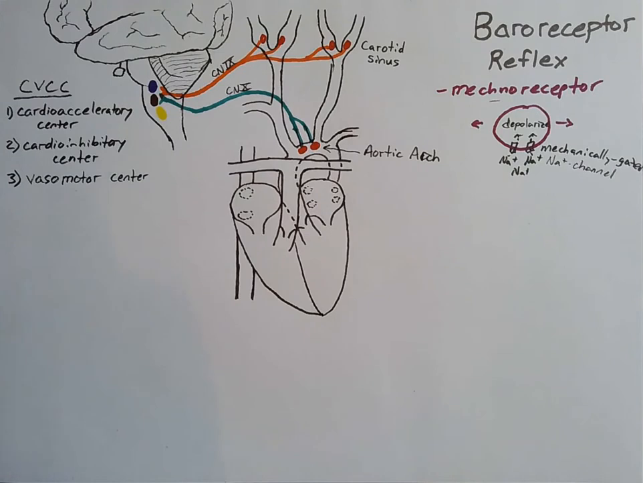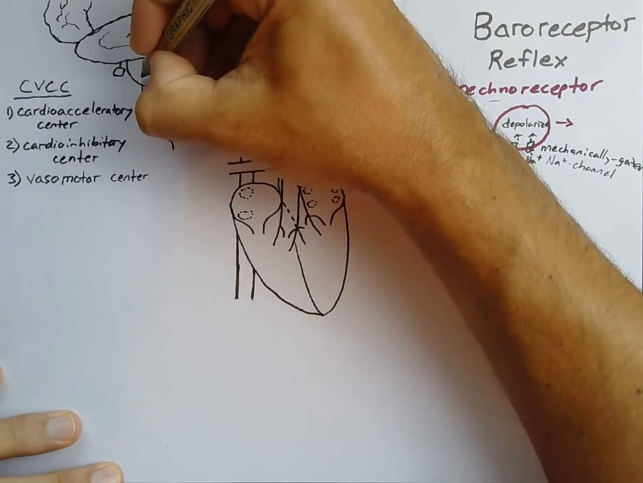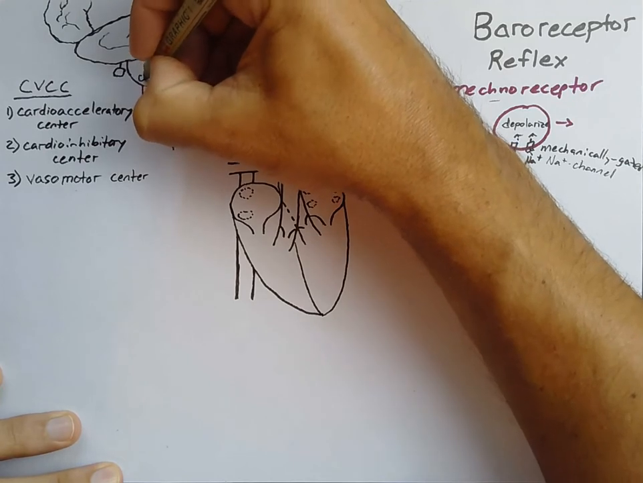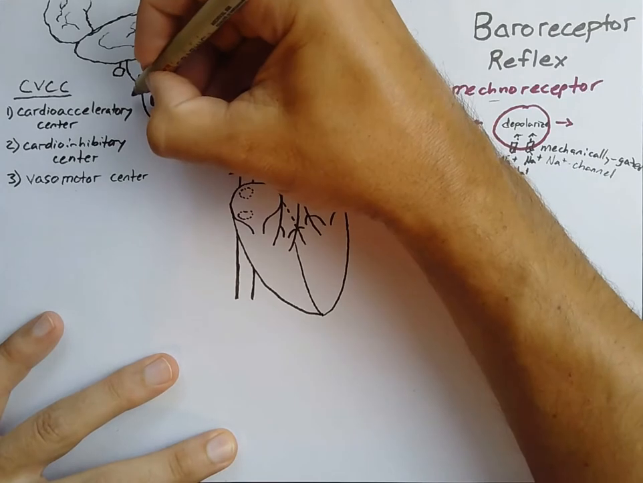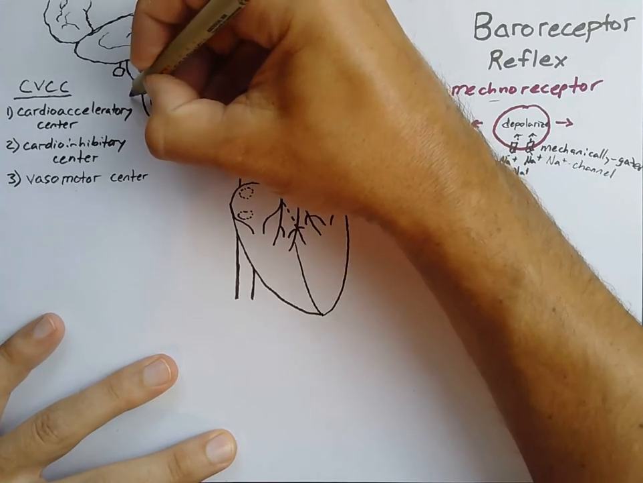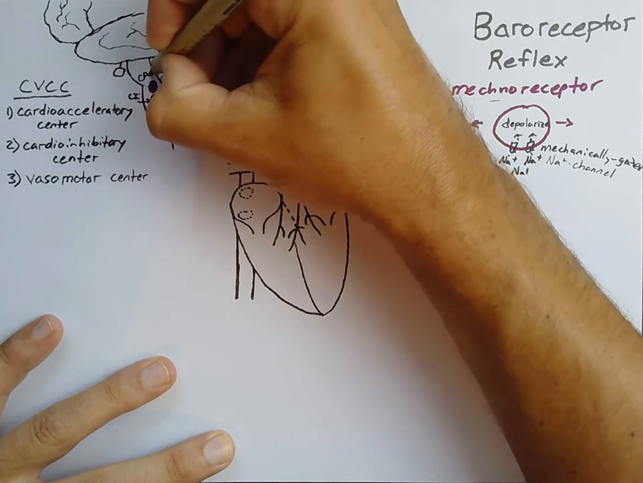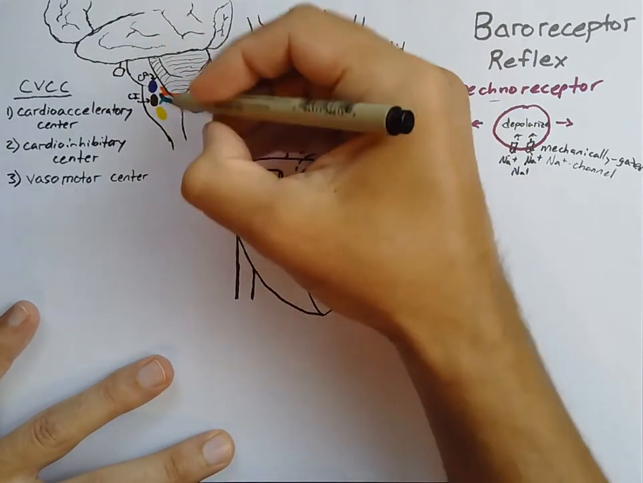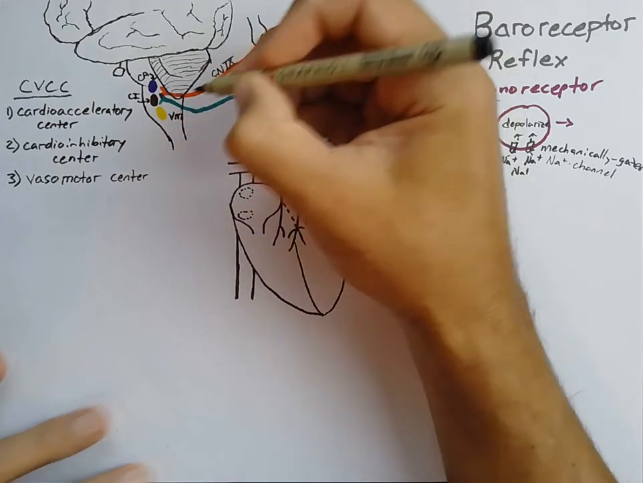So let's go ahead and label those. We'll call this first one up here the cardioacceleratory, so we'll say this one is CA in purple. The next one down, we'll call our CI, cardioinhibitory. And then this one down here will be the vasomotor, so we're going to just call it VM.